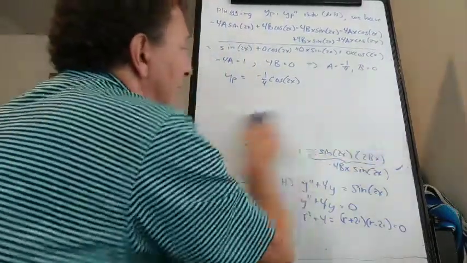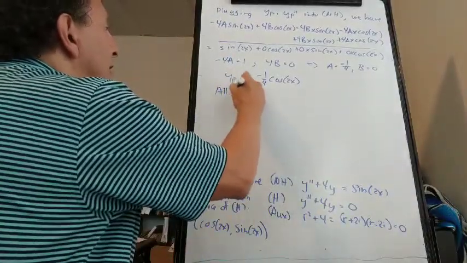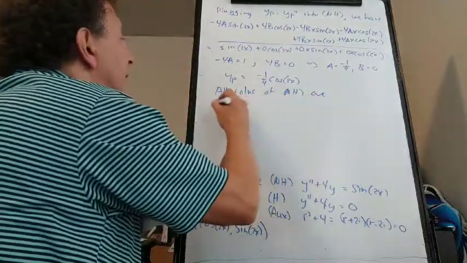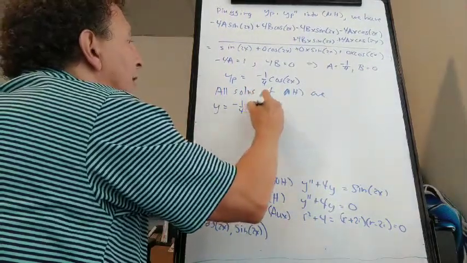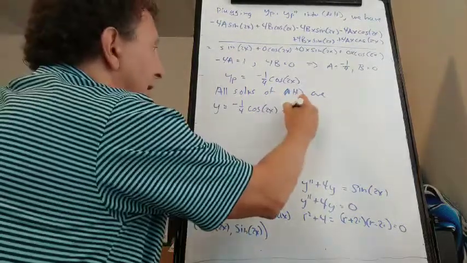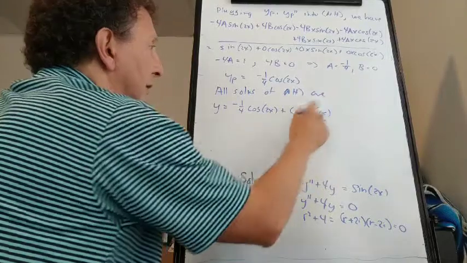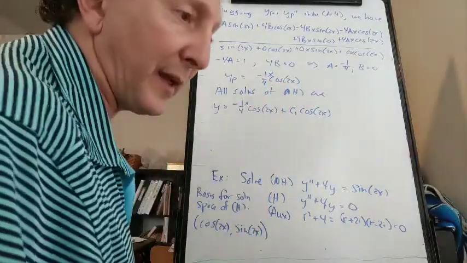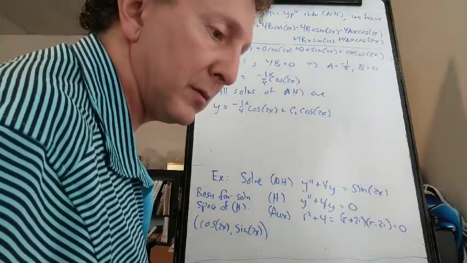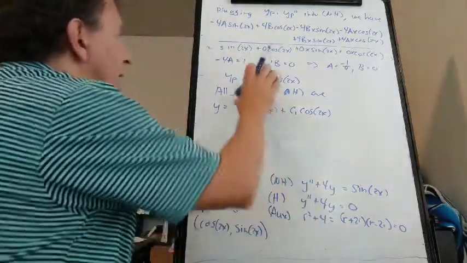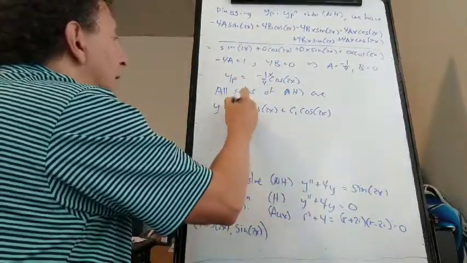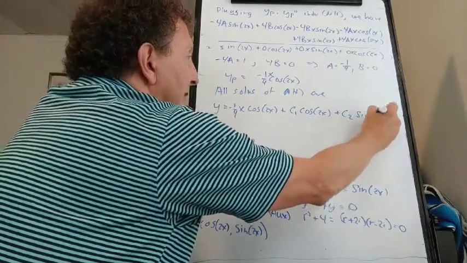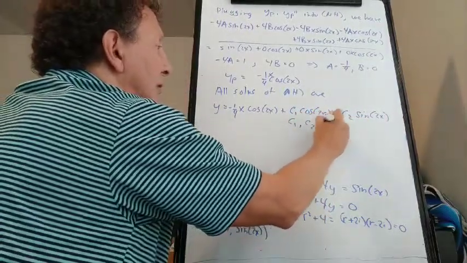So then all solutions of the non-homogeneous differential equation are y equals negative 1/4 x cosine 2x, plus any multiple of regular cosine 2x, plus any multiple of regular sine 2x, or c1 and c2, any real numbers.